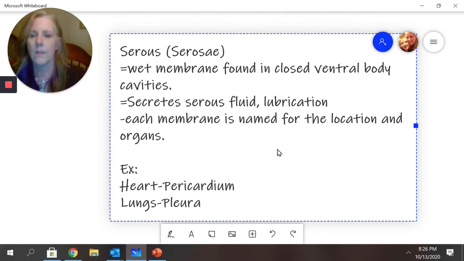All right, the serous membrane is found in closed ventral body cavities. So you think about the organs that it surrounds, like the heart and the lungs. Those are in closed ventral body cavities. The pericardium surrounds the heart, and it produces serous fluid, and I said the function of the serous fluid was lubrication. So you might think, why in the world would the heart need lubrication? You have to think about where the heart is. It's tucked into the lungs, so it's not out by itself.